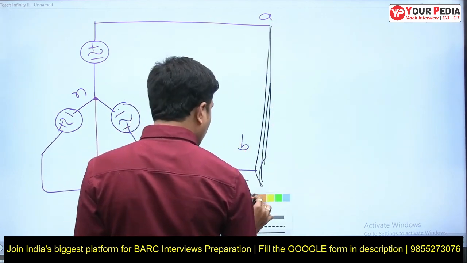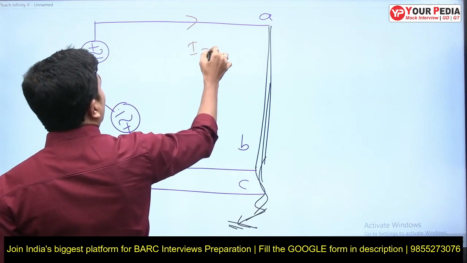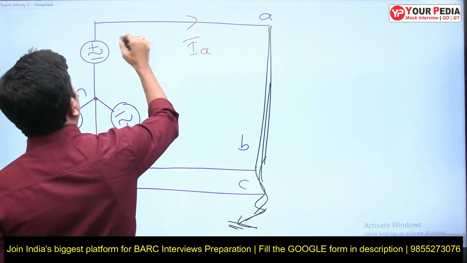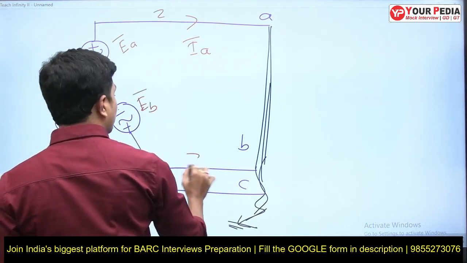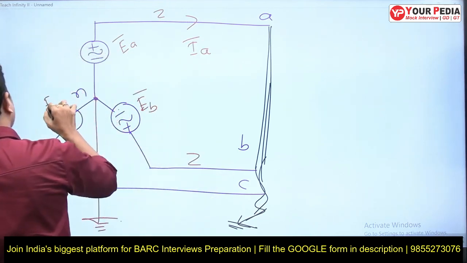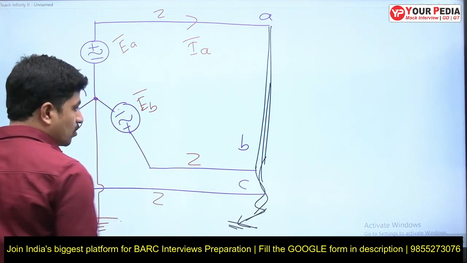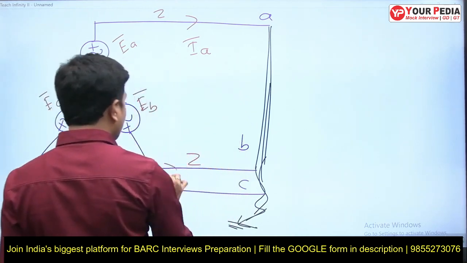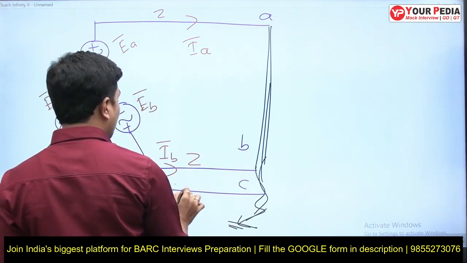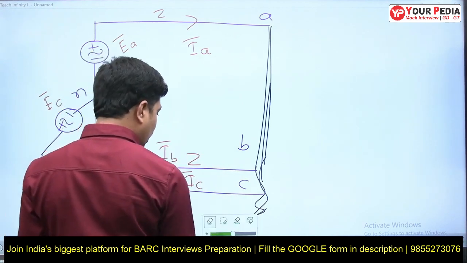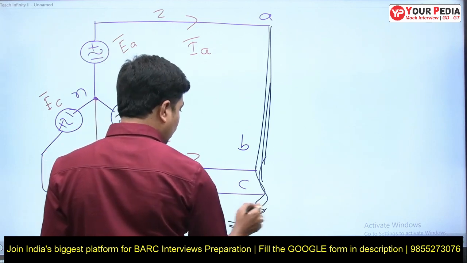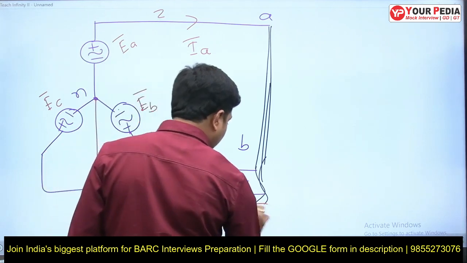Now if you observe, this is IA, this is EA, and this is ZA, that is equal to Z. This is EB, this is ZB, that is equal to Z. This is EC, and this is ZC, that is equal to Z. Now this is giving IA, IB, IC. Now you tell me how much is the current that is flowing. Let me draw clearly.